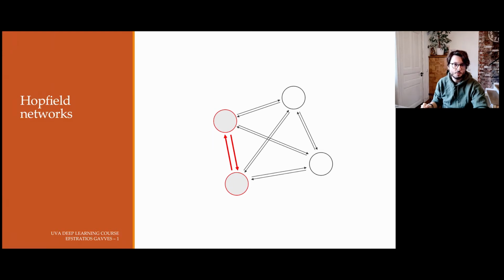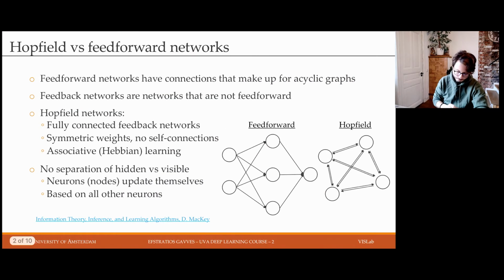Hi, now let's continue with Hopfield networks. So we will first contrast the Hopfield network with feedforward networks. Feedforward networks have connections that make them acyclic graphs, so there are no cycles in the computational graph. Feedback networks, in contrast, are all other networks which are not feedforward ones, so networks that contain cycles in their computational graph.